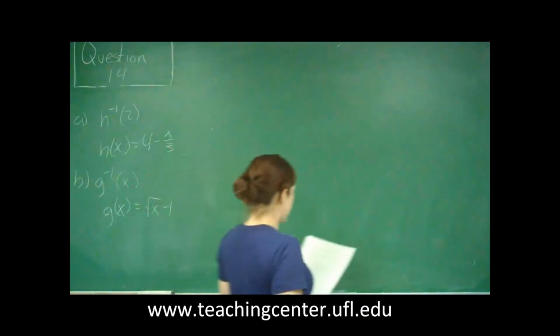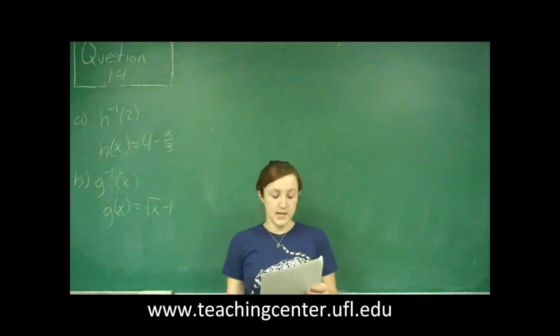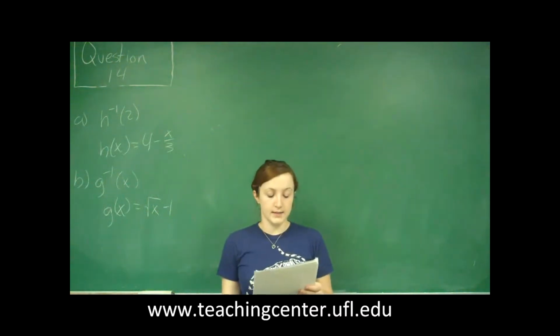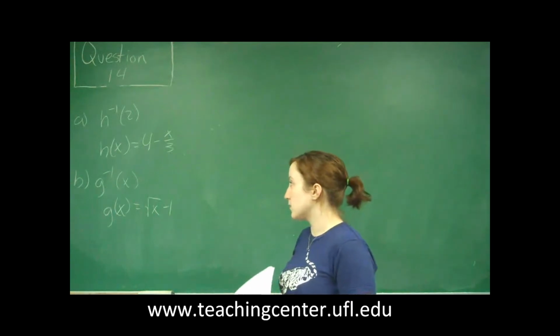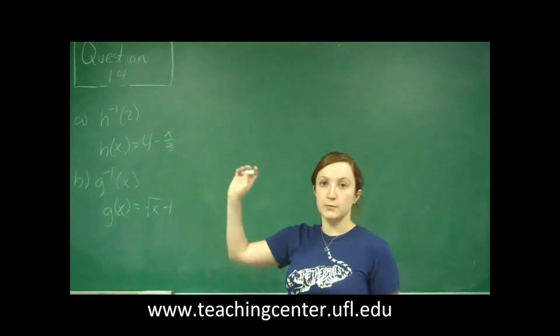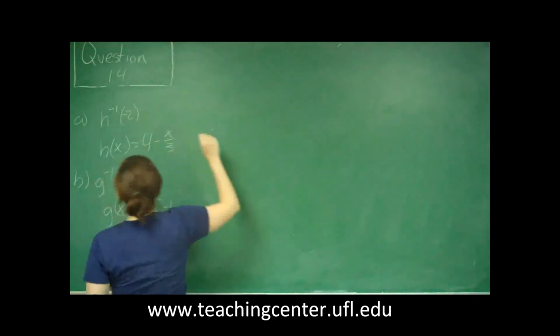This is question number 14, and we're going to break this up into A and B, and the next video will be C. But for A, it says, find the inverse of h of -2 when h of x is equal to 4 minus x over 3. So we need to first find the inverse function, and then we're going to plug in 2. Actually, it's supposed to be negative 2.